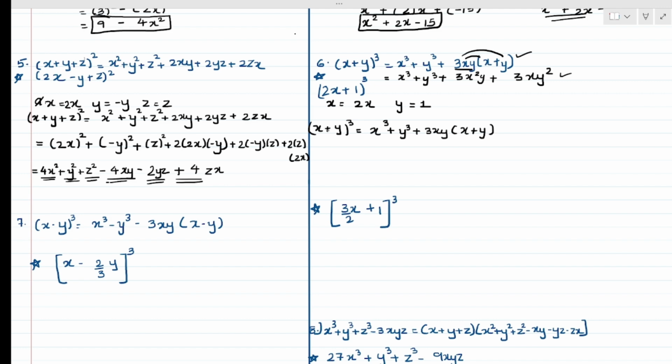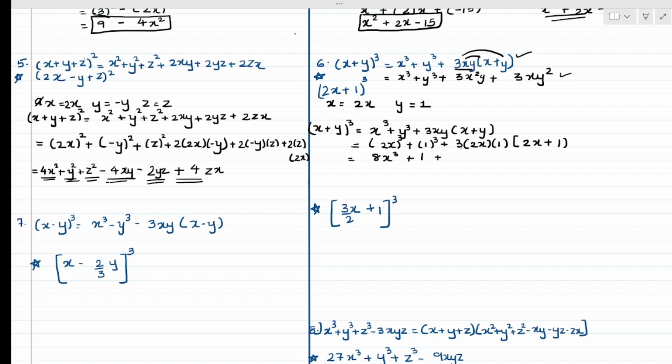As you can see over here, my identity is positive. My whole term is also in positive. Now substitute your values. What is my x? My x is 2x. 2x cube plus 1 cube plus 3 times, what is my x again? It's 2x. What is my y? It's 1. Bracket 2x plus 1. Now solve this bracket. 2 cube: 2 2s are 4 and 4 2s are 8. So you will write 8x cube plus 1 times 1 times 1. That means 1 cube is equal to 1.